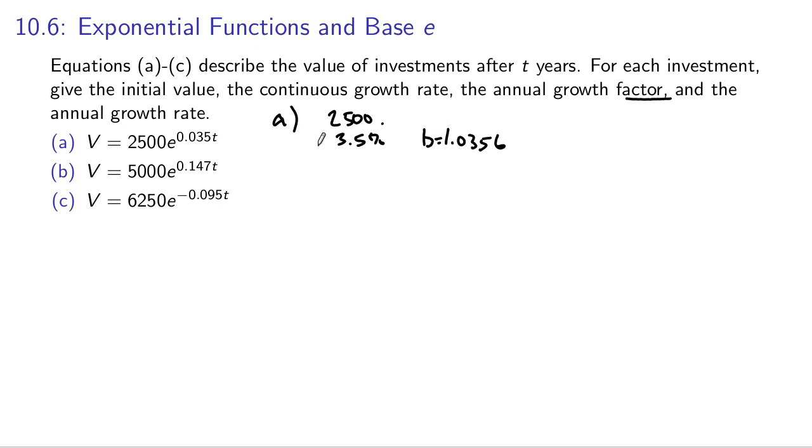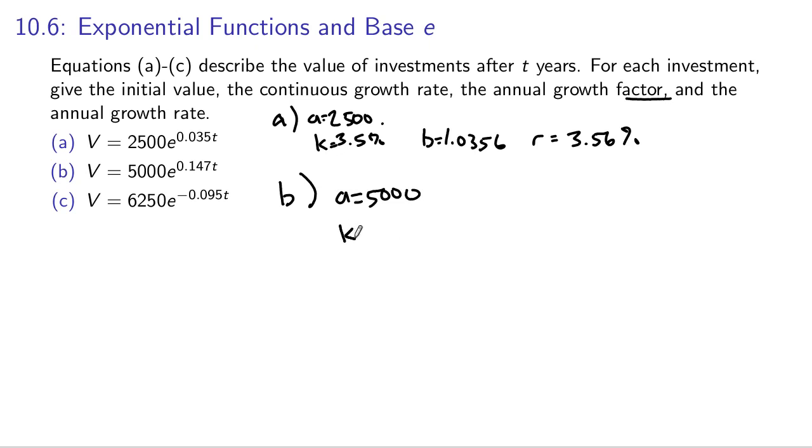So here is our continuous growth rate k, our initial value a, and now we want to know, what is r, the annual growth rate. Subtract 1 as a percent, it's 3.56%. So it's similar, it's close to the value of k, the continuous growth rate.